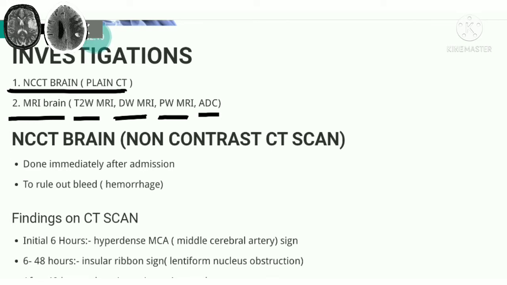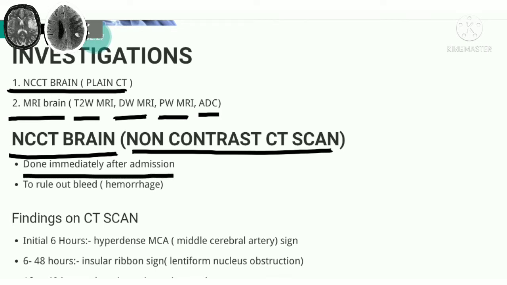first of all, we have to go for the NCCT brain in the initial period. Okay. It is done immediately within 30 minutes of admission. Mainly, a stroke patient is diagnosed on the basis of clinical examination. The plantar is extensor, one side hemiparesis, facial deviation of the mouth. These all are suggestive of CV stroke.